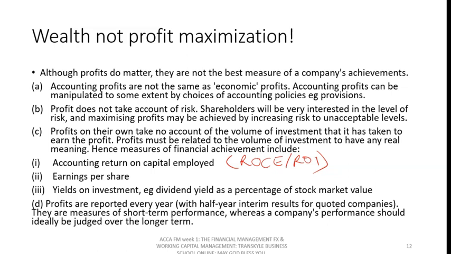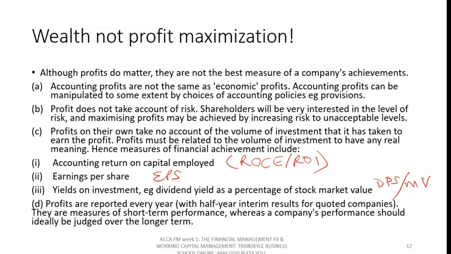Or the earnings per share. Sometimes the dividend yield, which is the DPS over the market value of the share. So these ratios, although they have the accounting profit within them, are considered extra or additional measures in our evaluation to see if the profitability is actually reasonable.